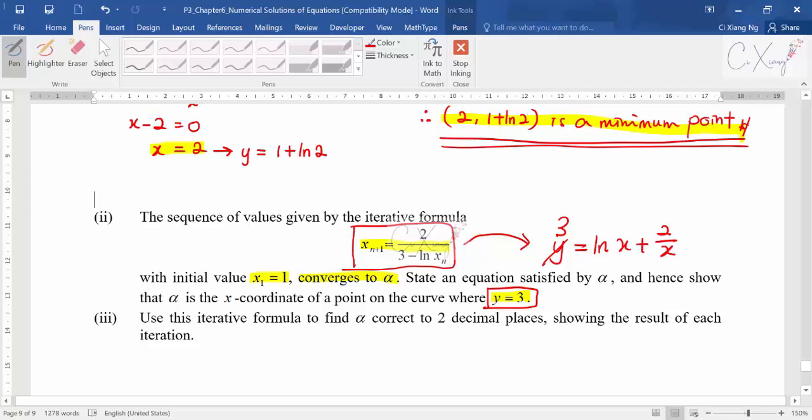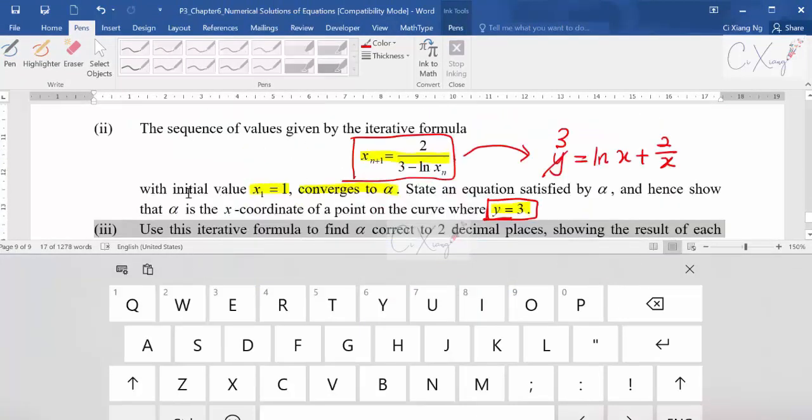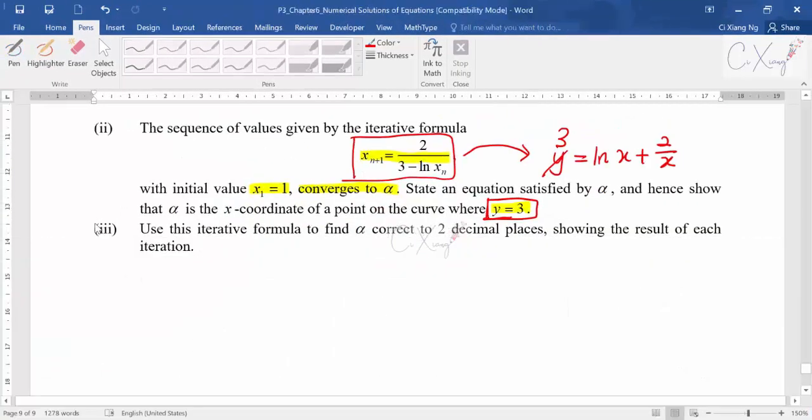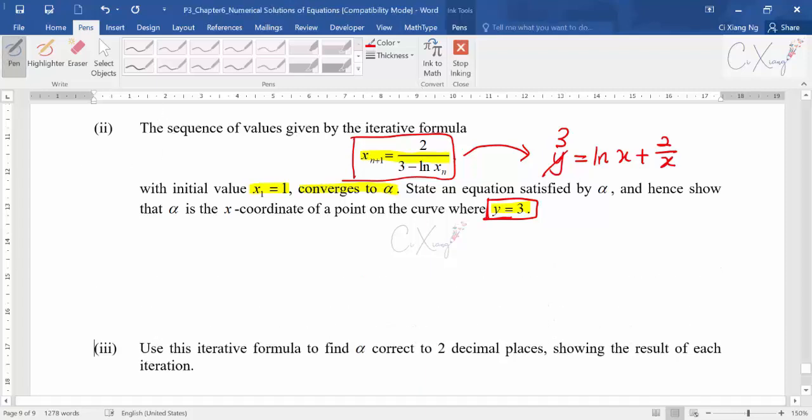Alright, okay, but they already mentioned here when y equals to 3. Okay, so it depends on where you want to start. You want to start from original to iterative, or iterative to original also can. Both also accepted in marking scheme. Okay, so you don't need to worry about it. Alright, so I will start from the original.